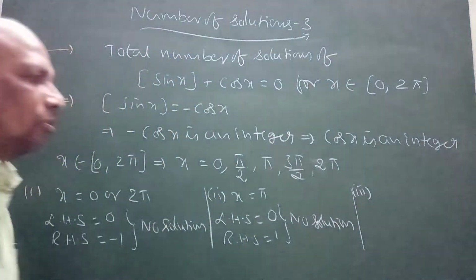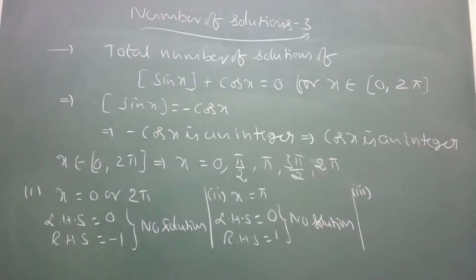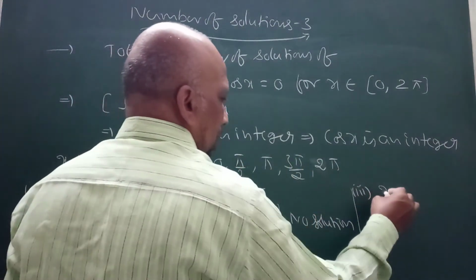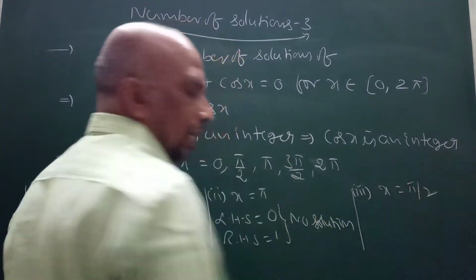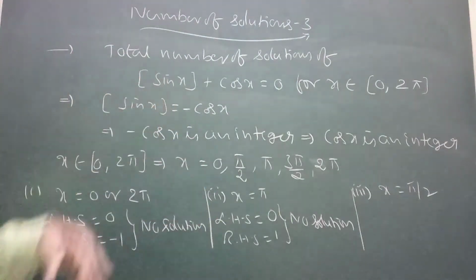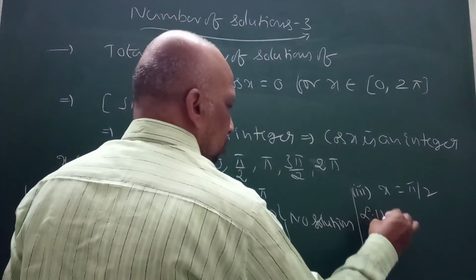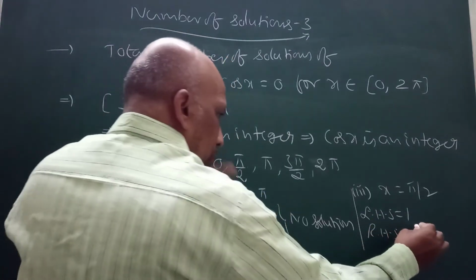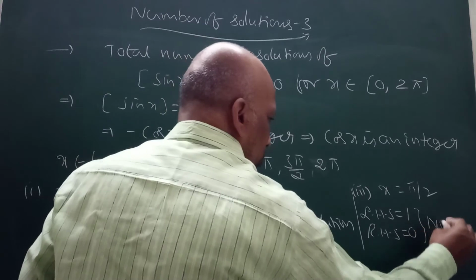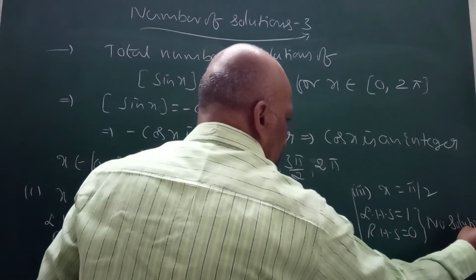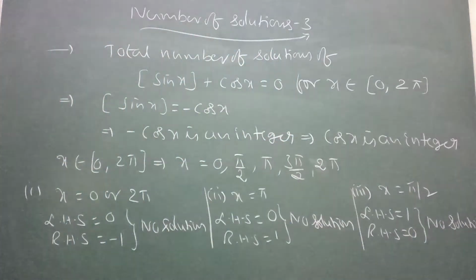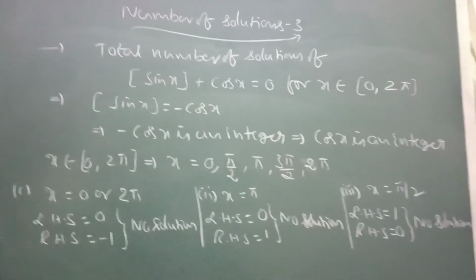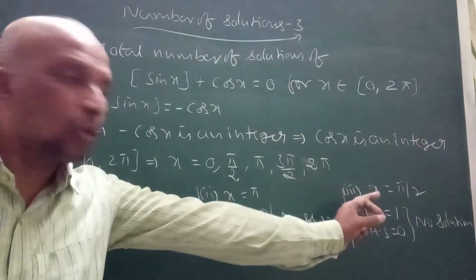Third, I can take the other possible values. Suppose x equal to pi by 2. Sin pi by 2 is 1, so the LHS will be 1. What about the RHS? That will be 0. Again, no solution. So there is no solution in these 3 cases.